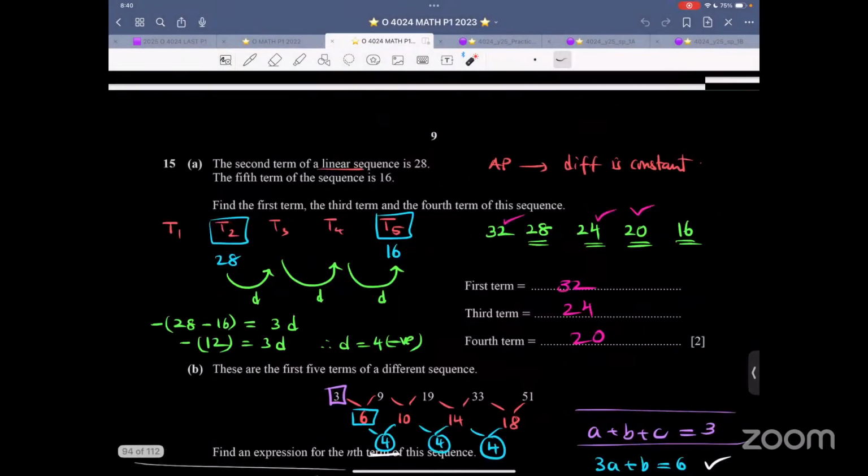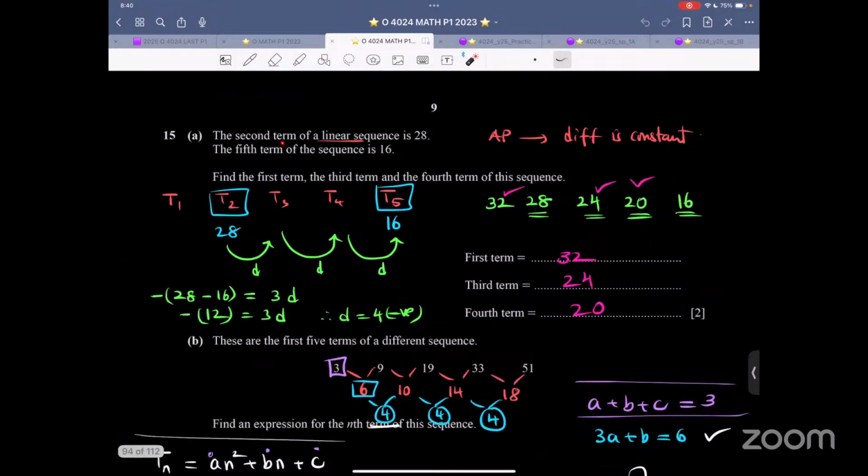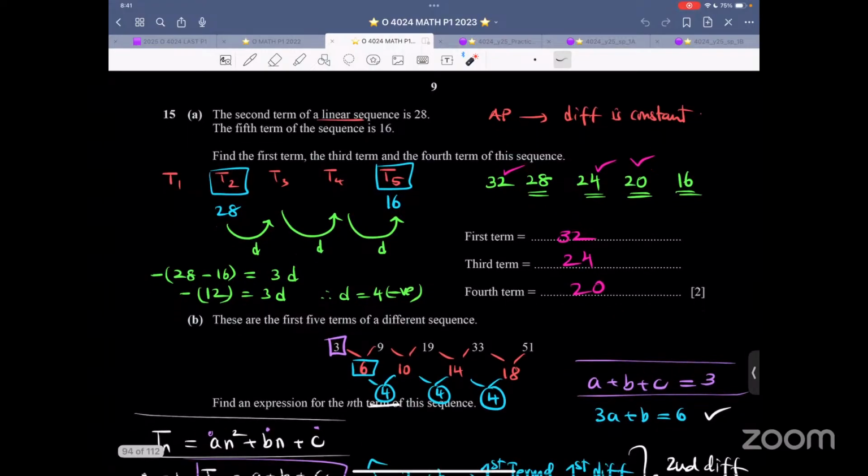Number pattern. The second term of a linear sequence is 28. The fifth term of a linear sequence is 16. Find the first term and the fourth term of the sequence. So now, how many terms are there? So basically, 28 plus something is giving me T3. T3 plus something is giving me T4. T4 plus something is giving me this.